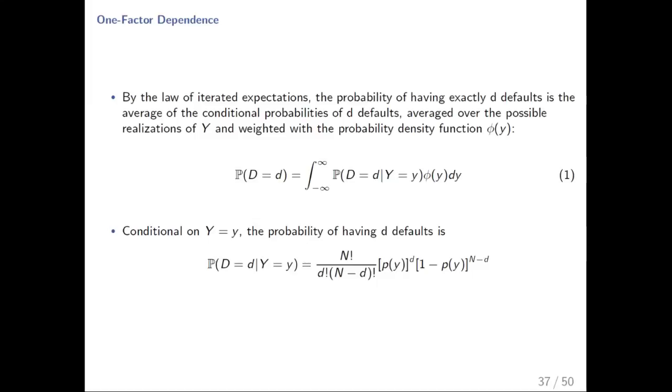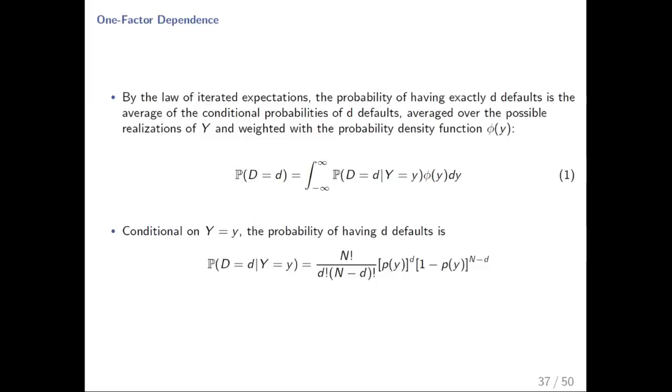It's the conditional probability of observing D defaults, conditional on observing Y, integrated across all values of Y. This is like an iterated expectations result, where phi of Y is the density of Y. We integrate Y across all possible values, because this could be minus 20% GDP growth or plus 20% GDP growth, right? So it takes the real line. This is the object that we want to compute. I called it equation 1.